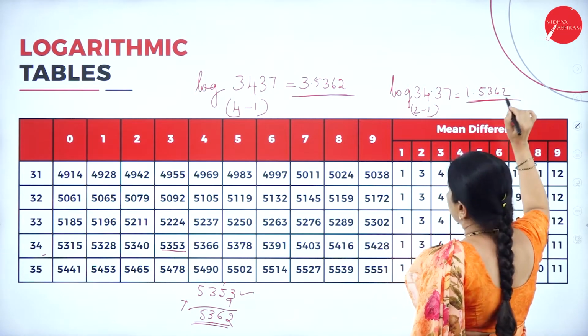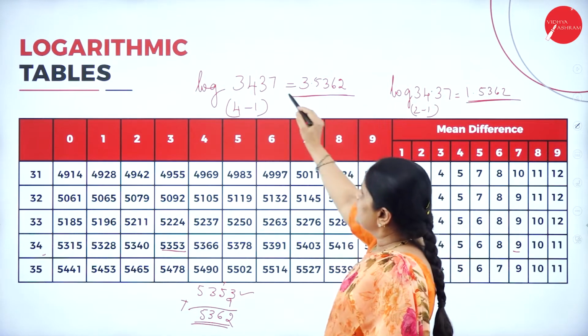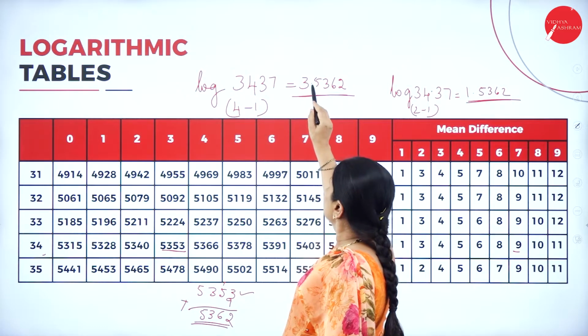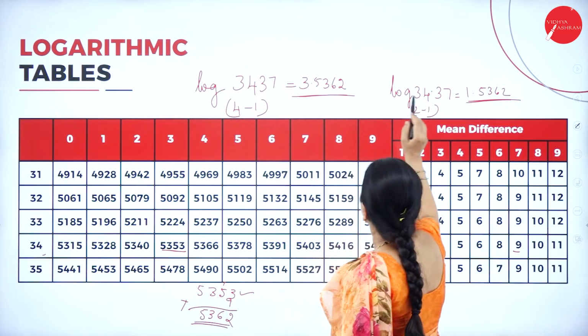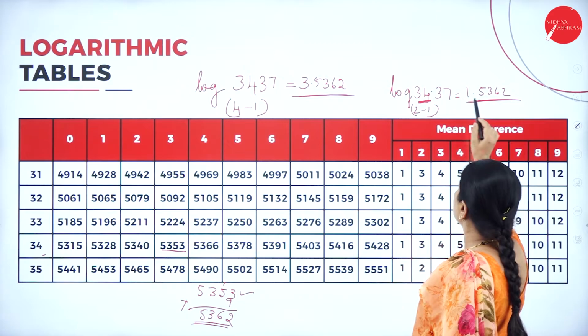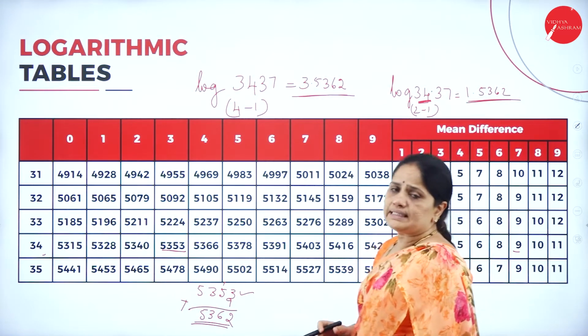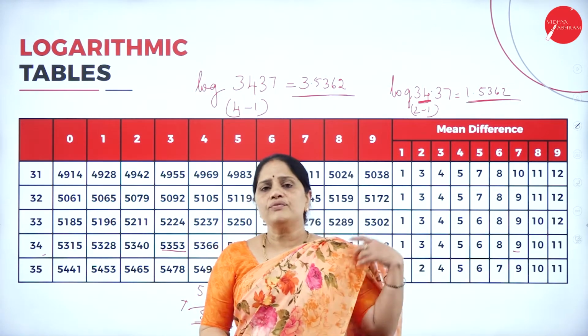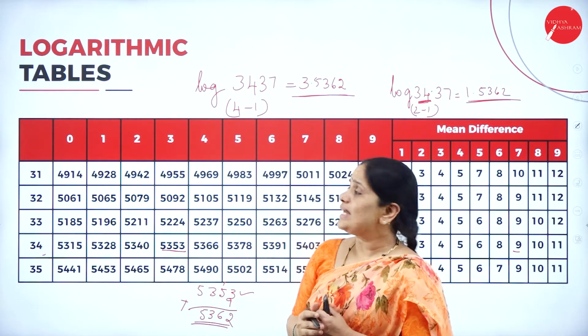So 1.5362. See, when there are no decimal points, the value is 3.5362, but when there are only 2 numbers before the decimal point, we get 1.5362. So this is how we will have to find out the values.